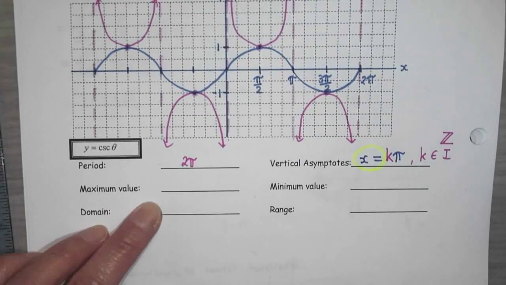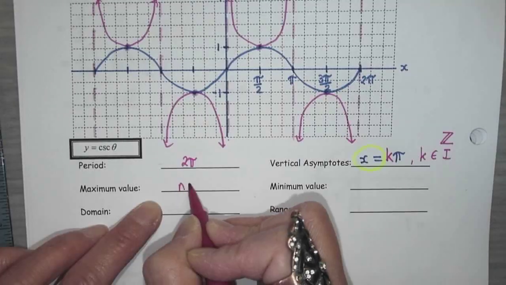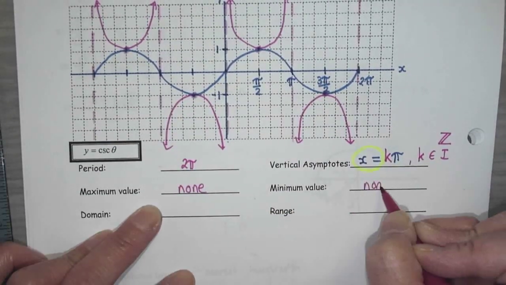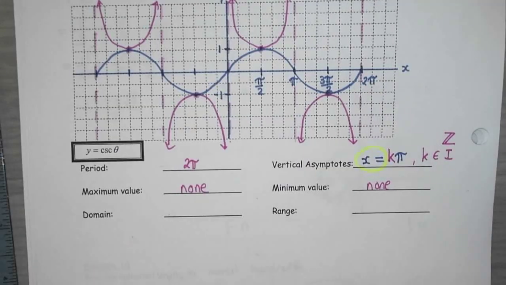Okay, here we go. So max value, is there one? None. Just a trick question. There isn't one. There's an asymptote. Min value, again, trick question, nothing. There is none. Okay, if there isn't one, there isn't one.